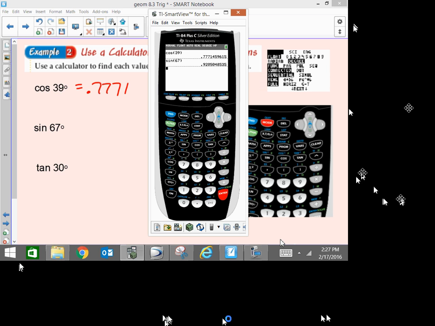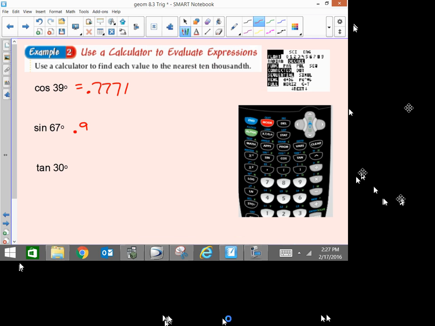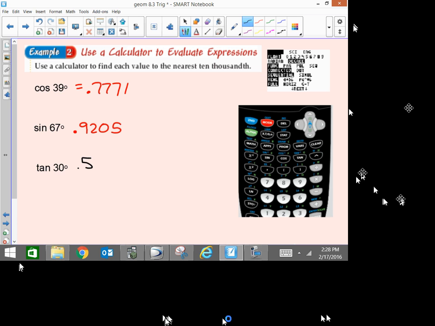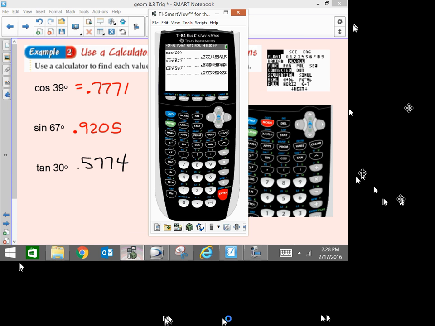Are any of these going to be pretty numbers? No, not very many of them. Like 30 is, depending on if you take the tangent of it, cosine 45. Yes. Okay, so what's this one? 0.9205. Okay, and then last one, tangent of 30. 0.5774. Good job, Elena.